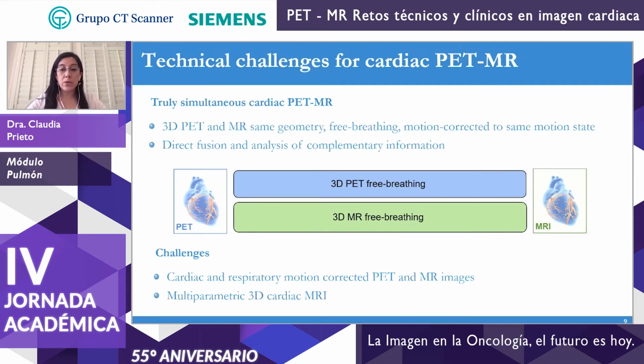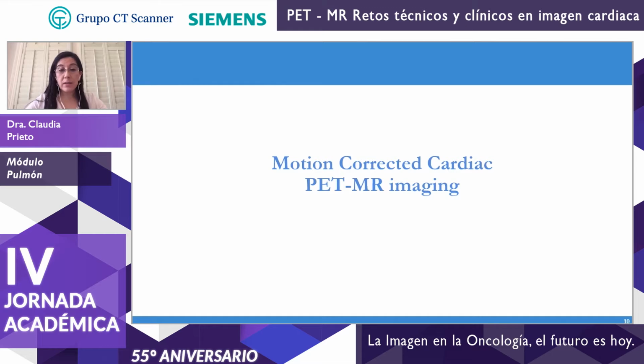So a potential solution to move towards a truly simultaneous and co-registered cardiac PET-MR scan is to perform PET and MR acquisitions under the same conditions, meaning both in 3D, acquired with the same orientation, and under free breathing, enabling direct fusion and analysis of the complementary information in the co-registered dataset. So to achieve this, we require solutions to correct for motion in the simultaneously acquired PET and MR images, as well as enabling 3D multiparametric cardiac MR. And in the rest of this talk, I would like to summarize some of these methods, starting with motion correction approaches.